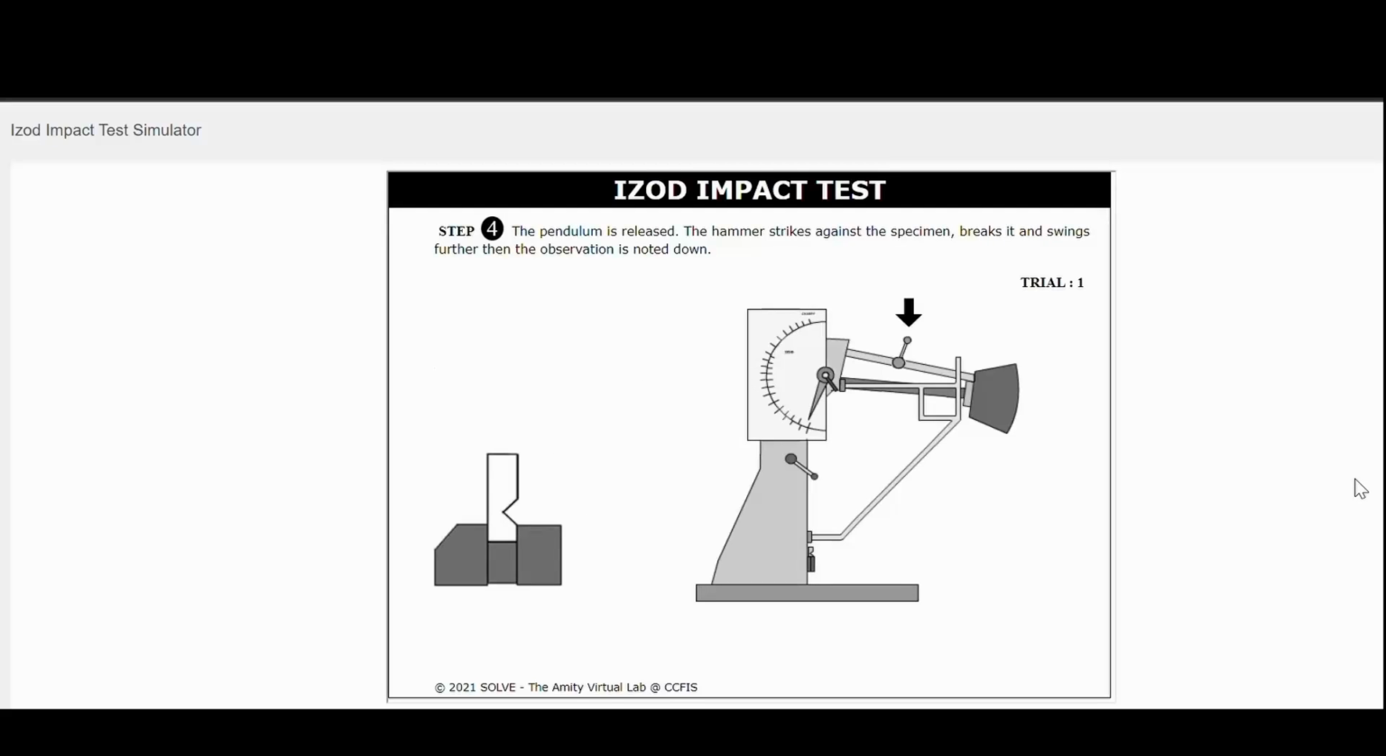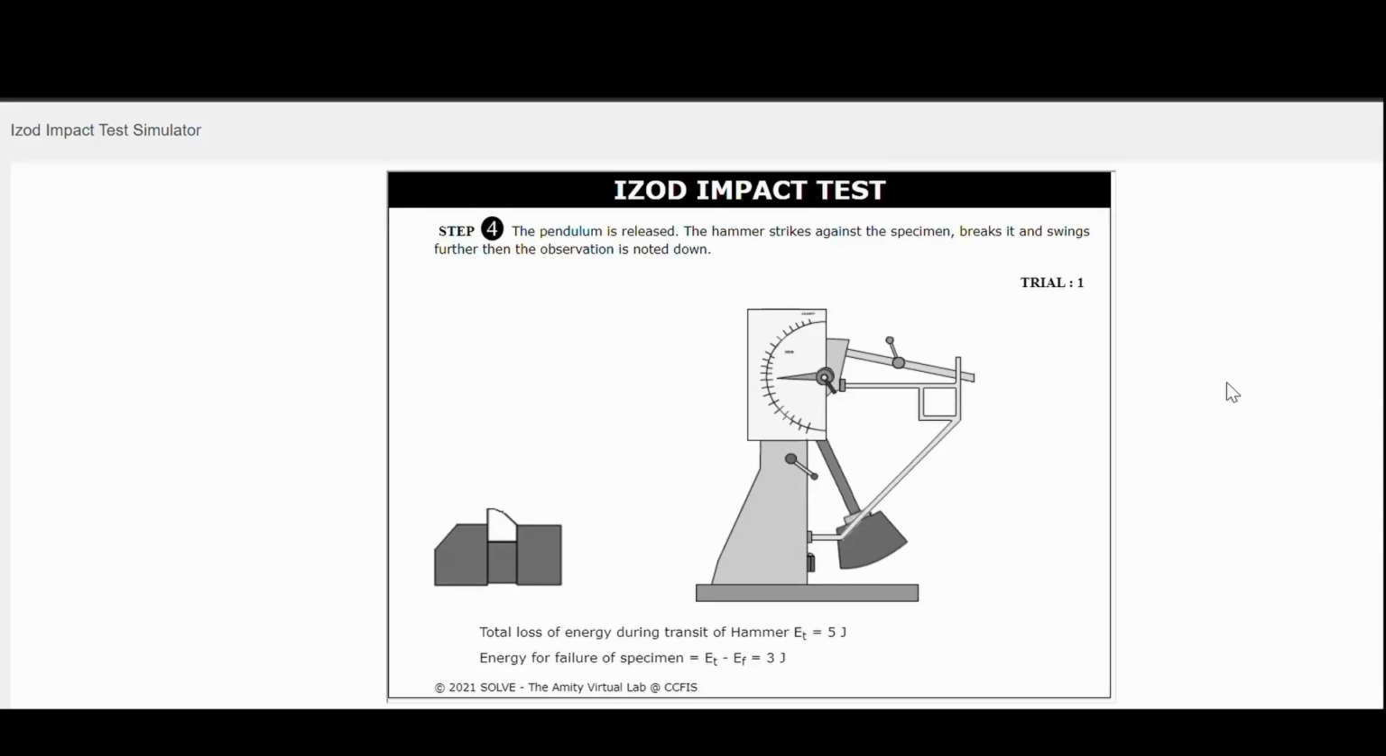Okay, next is step 4. The pendulum is released. The hammer strikes against the specimen, breaks it and swings further, and the observation is noted down. Okay, we can note that. Total loss of energy during the transit of hammer ET is 5 joule. Energy for failure of specimen ET minus EF is 3 joule.